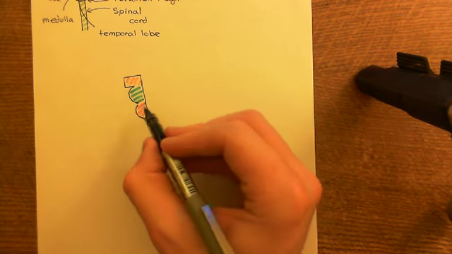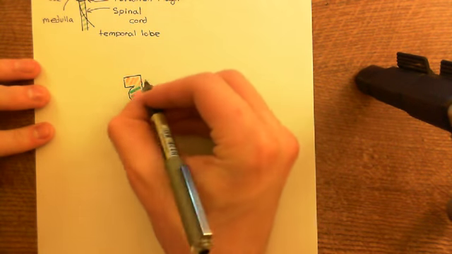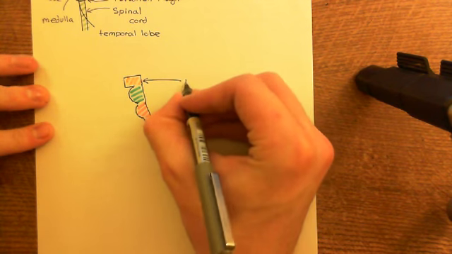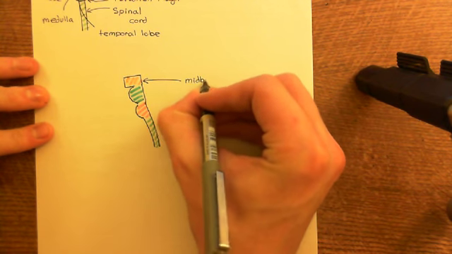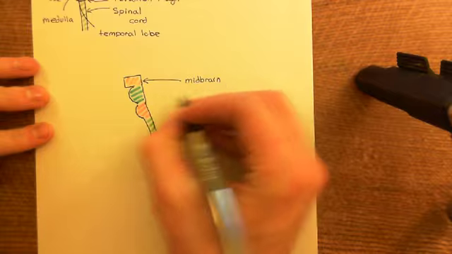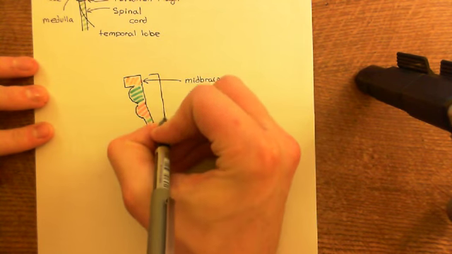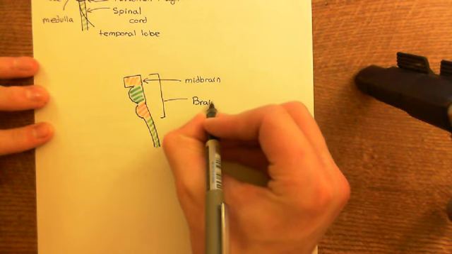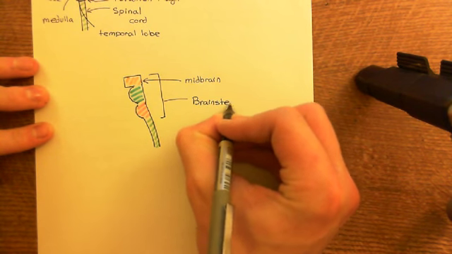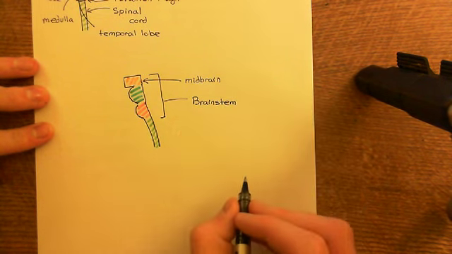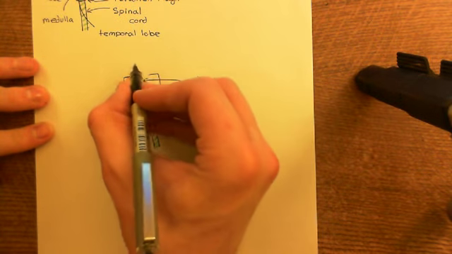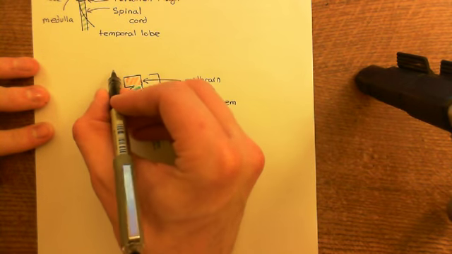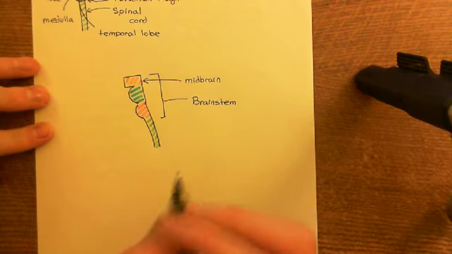Okay, so those three structures, the medulla, the pons, and then this midbrain that we've got here, those together are known as the brainstem. So all these three sections here are known as the brainstem. Now we're going to have a look at the structures above the brainstem. So above the brainstem, sitting on top of the midbrain, we're going to have the thalami.